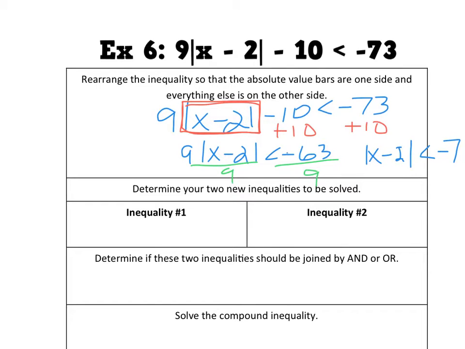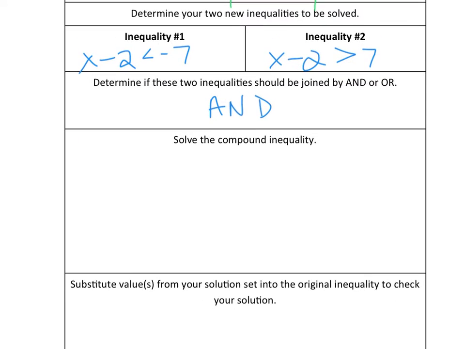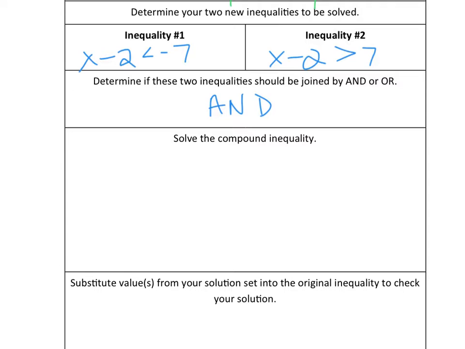So my first inequality, just drop the absolute value bars. X minus 2 is less than negative 7. The next one, keep the x minus 2, flip your inequality, and change your sign. Since I started with a less than, I'm going to combine these with and. Now I need to solve those two inequalities. X minus 2 is less than negative 7, and x minus 2 is greater than 7.